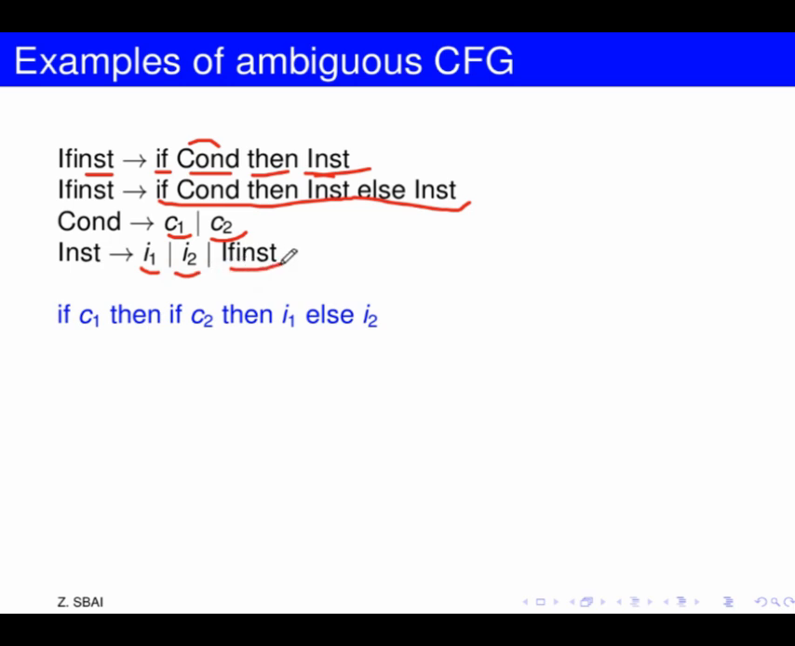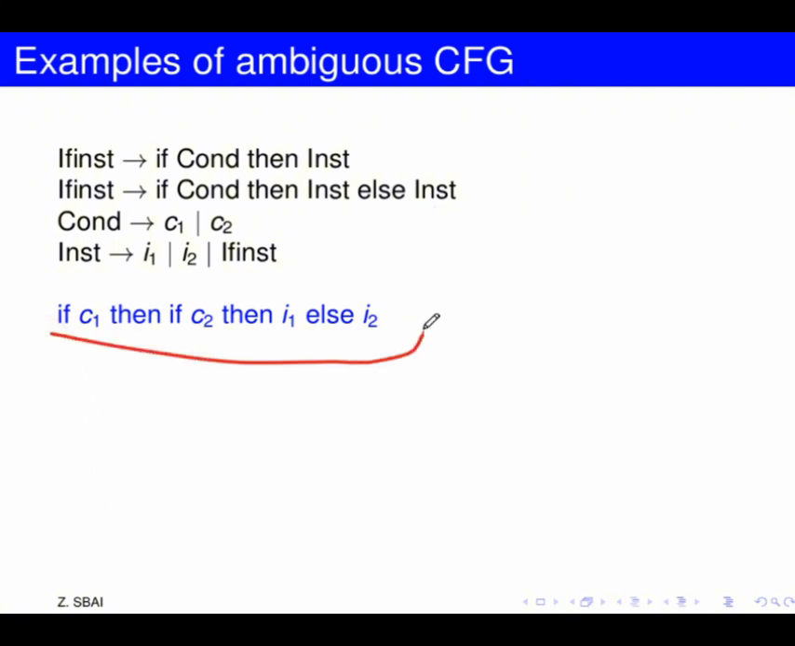if instruction. In this way, we will allow for the following syntax: if C1, then if C2, then I1, else I2. So here we have two ifs and one else. According to the syntax, there may be an if instruction without else or an if instruction with else. So it's possible to have this syntax, but the question here is, to which if does this else refer?